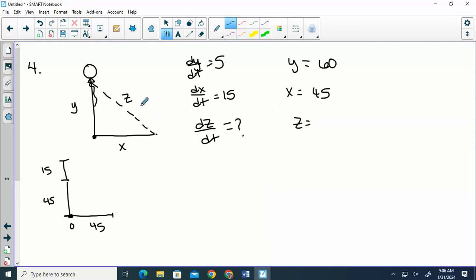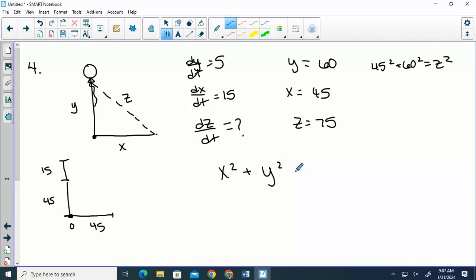Okay, can we find the hypotenuse at that given point? So 45 squared plus 60 squared equals z squared. What do you guys get for that? 75. Is it okay if I skip the work and try to work that out? Okay, all three of those measurements are changing, so we can't plug them in yet.